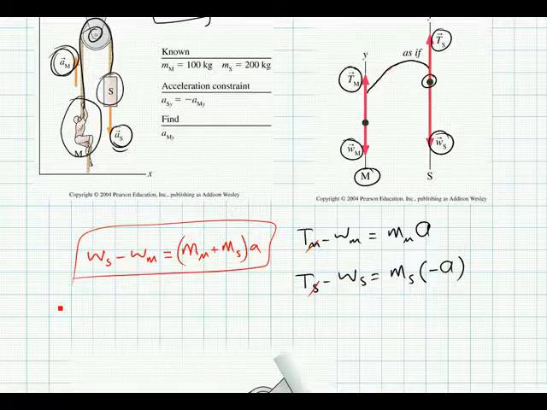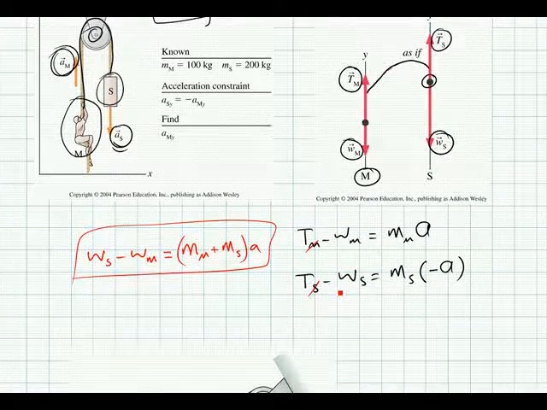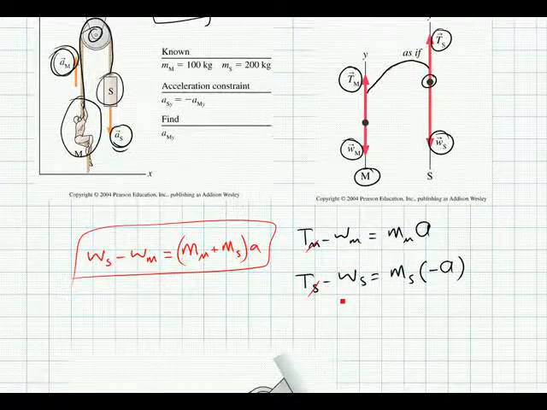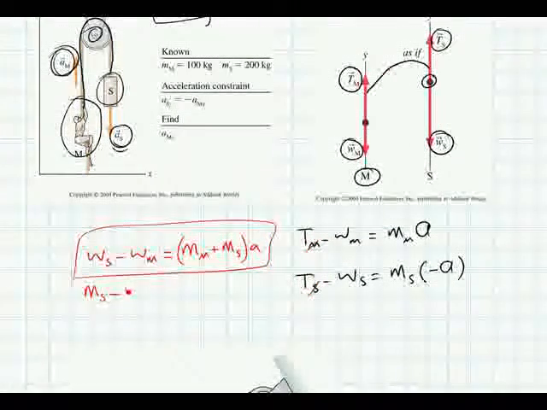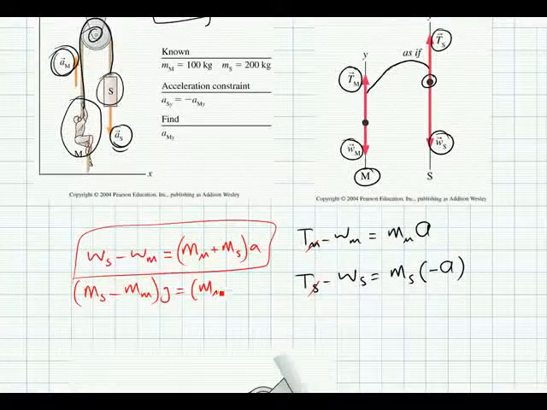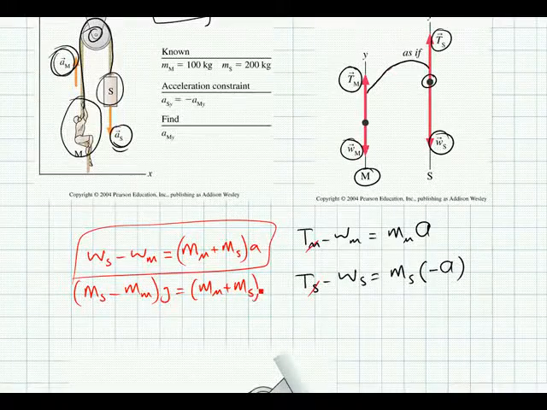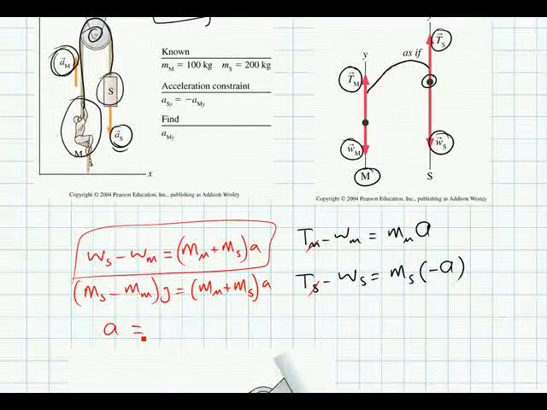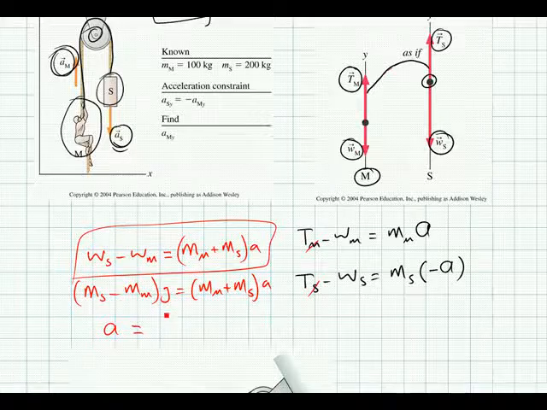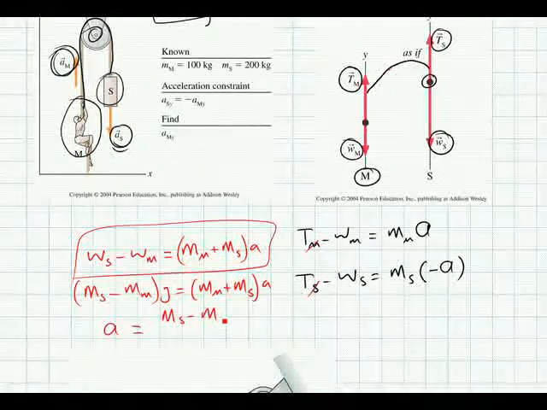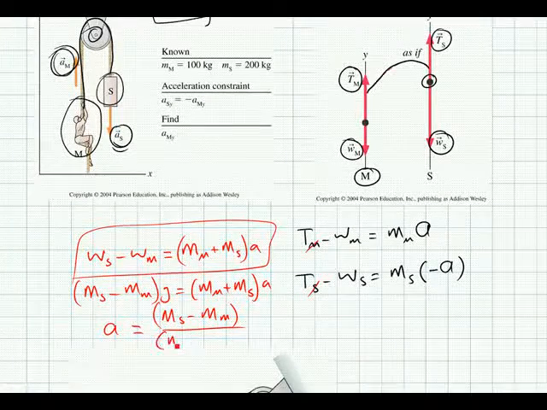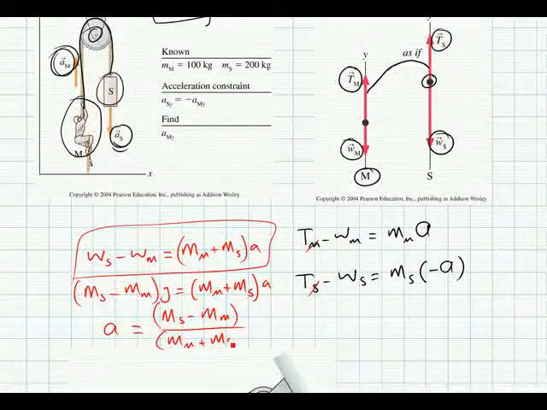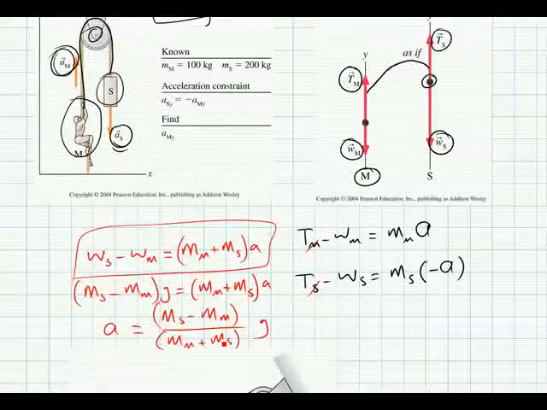Is that right? Let's see. So what we have here is mass of safe minus mass of man times G is equal to mass of man plus mass of safe times A, or A is equal to mass of safe minus mass of man divided by mass of man plus mass of safe, times G.